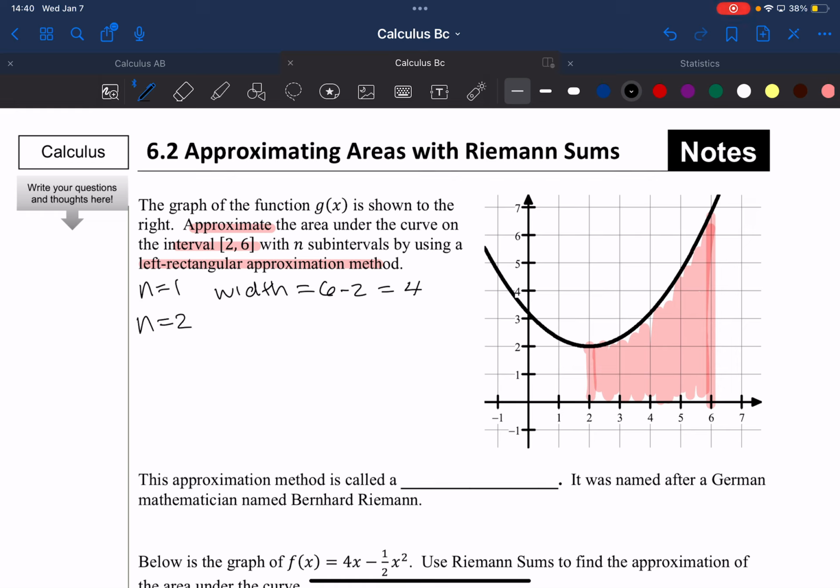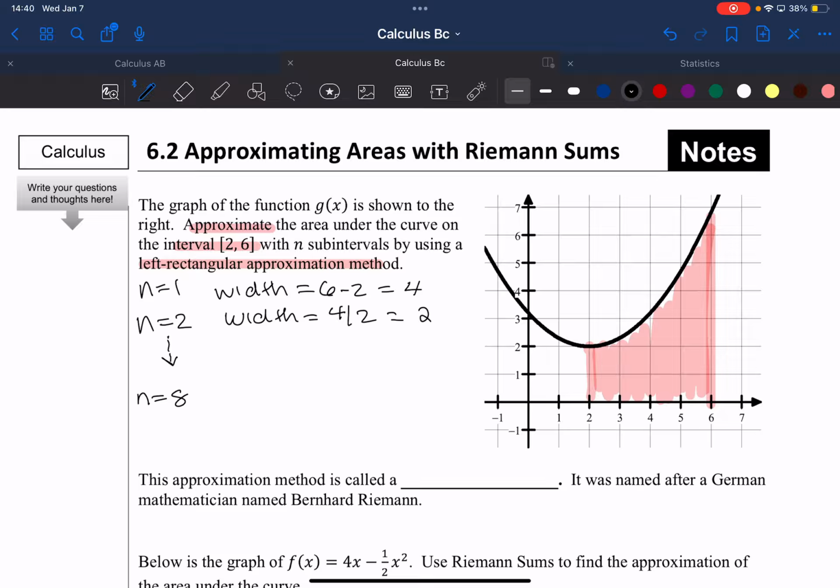Well, let's say instead of using one rectangle, I want to use 2 rectangles. Okay, the width is still going to be us subtracting those 2 numbers, but now we're going to divide by n. So this is going to be 4 divided by 2, which is 2. So this gave me 2 rectangles with a width of 2. We could keep going up to infinity if we wanted to. Okay. For the sake of this, since we are graphing, I'm just going to stop at n equals 8.